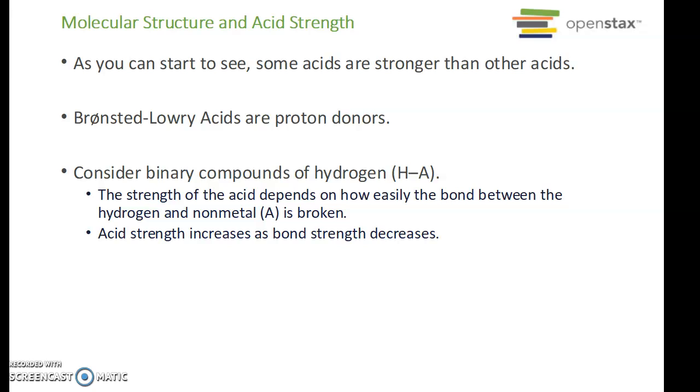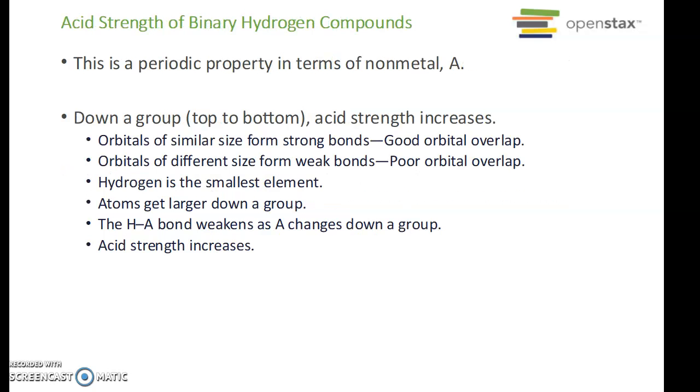Now, let's talk about the molecular structure and the acid strength. There are some acids that are stronger than other acids, and we know that Brønsted-Lowry acids are proton donors. So consider a binary compound, HA, where the strength of the acid depends on how easily the bond between the hydrogen and the nonmetal A is broken. Acid strength increases as bond strength decreases. So, again, utilizing your periodic table that you always keep handy, this is a periodic property.